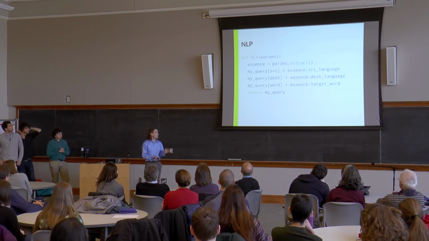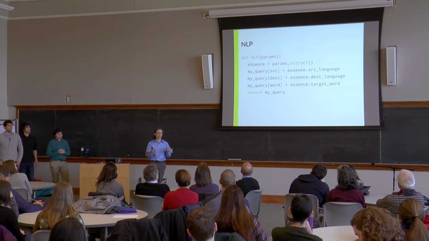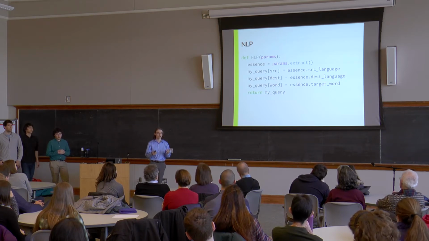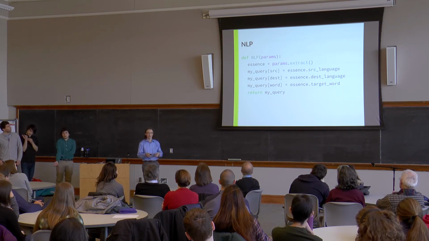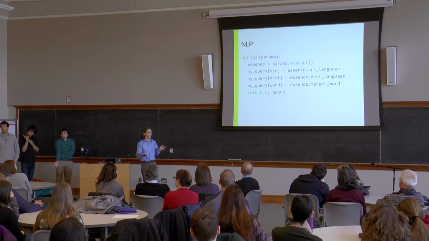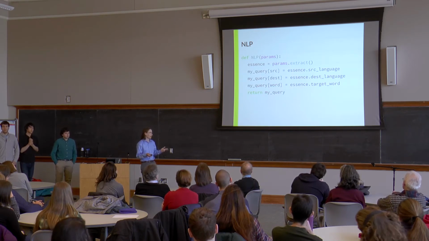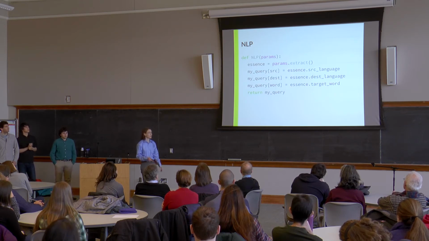So the NLP function is basically extracting from what was previously done in the feature extraction step. We just want to pull out the bits that we care about. And that's relatively straightforward because we know what we're looking for and it's there already for us. So in this case, we need a source language, we need a destination language, we need a word, and then we can go ahead and return it back to our previous function.